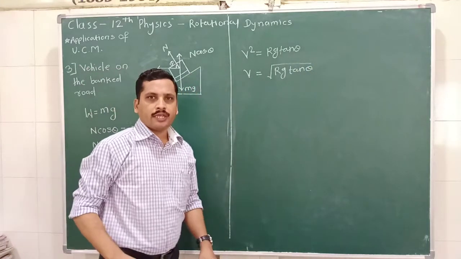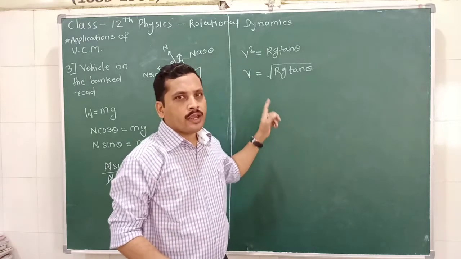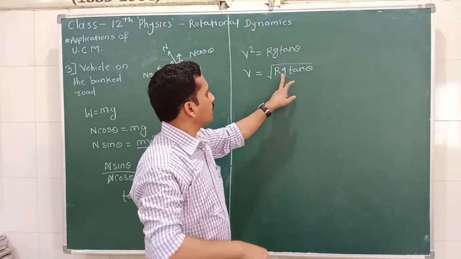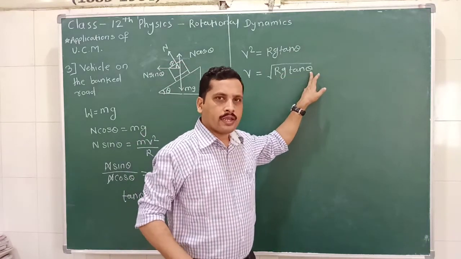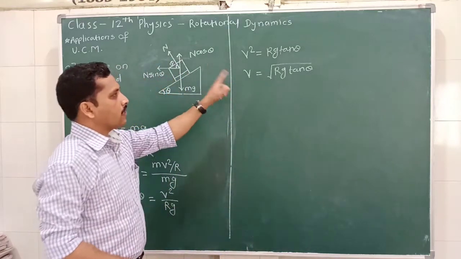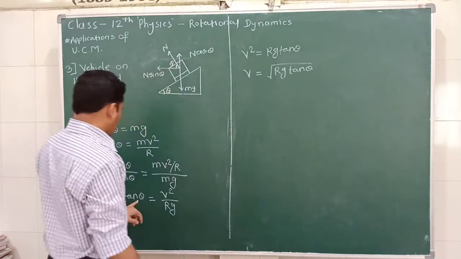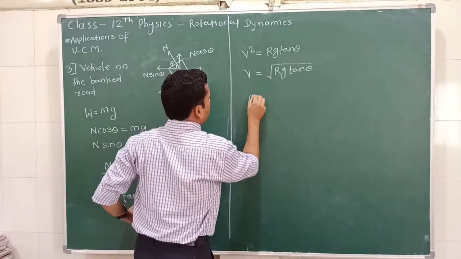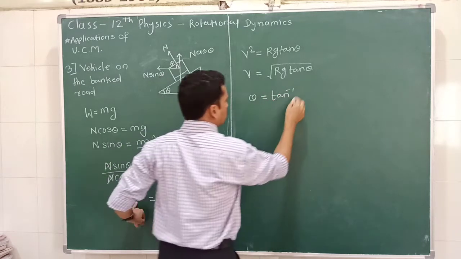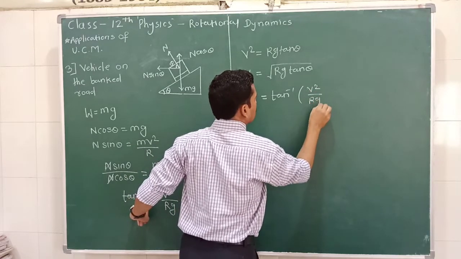This speed is called the safe speed of the vehicle, with which a vehicle can be driven safely along a curved road having radius r and angle of banking theta. Now, from this equation we can also calculate the angle of banking. How can we calculate the angle of banking? From this equation, we can write theta is equal to tan inverse of v square divided by rg.